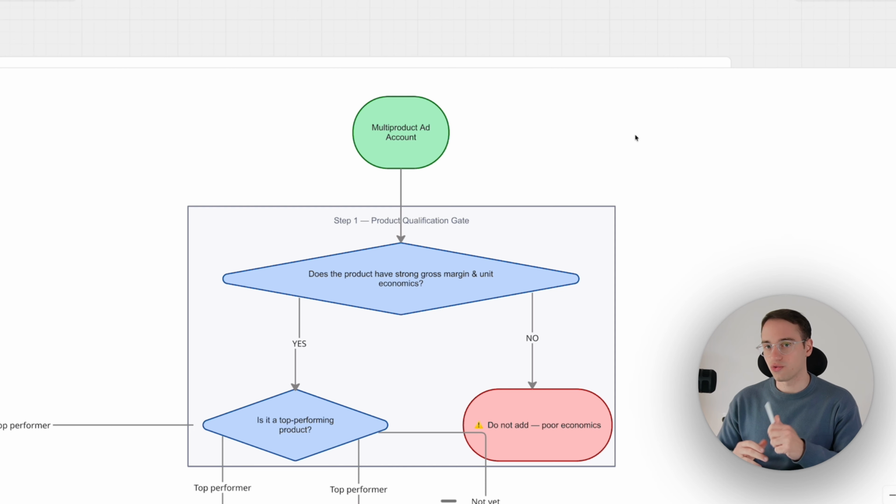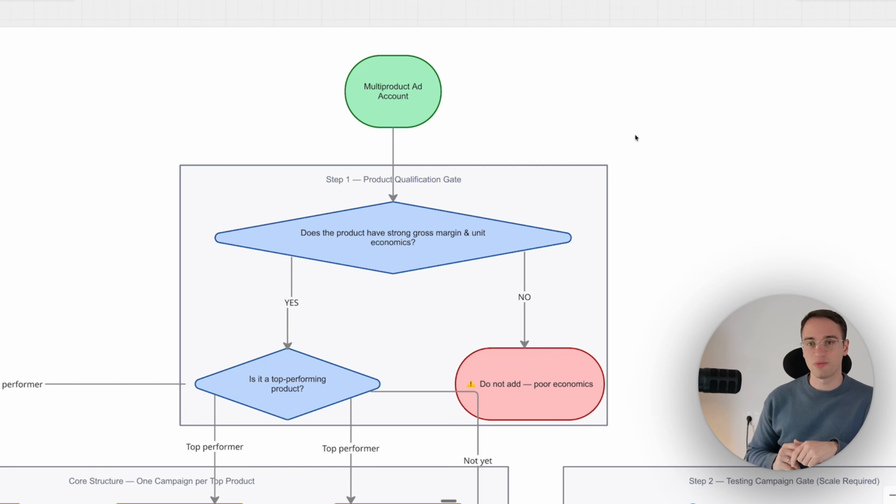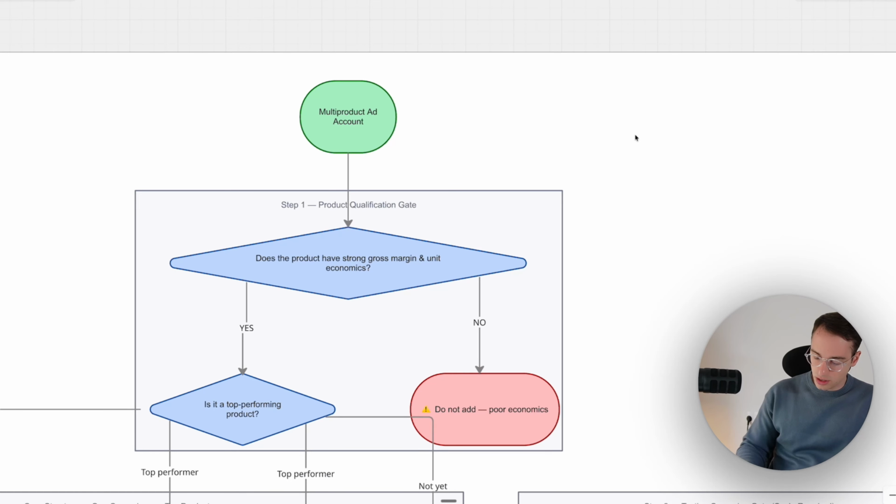So you got a multi-product ad account here. One of the most common mistakes I see brands make, I see this all the time, is they want to obviously, let's say they have a hero SKU here, which is like the top performing product essentially.